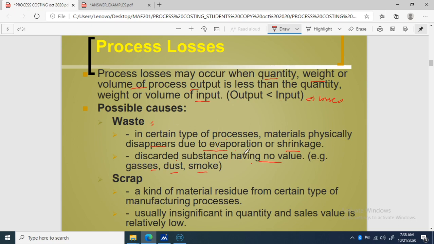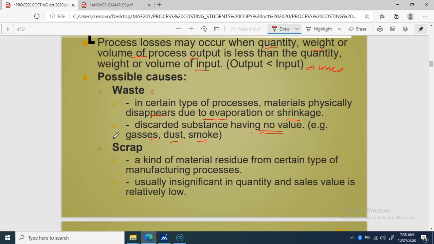Why do we call it waste? Because there is no value. The losses have no value. Okay, the other type of losses is scrap.